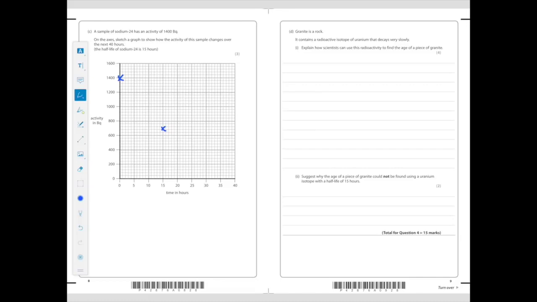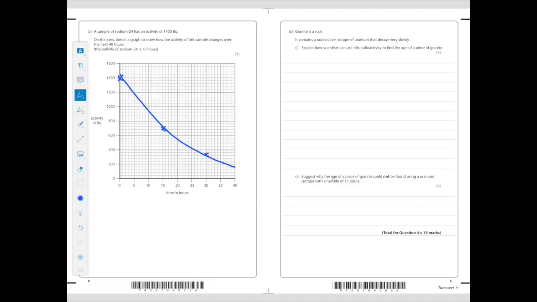When another 15 hours has taken place, so at 30 hours, that 700 will have halved again to 350. So we need a mark here. And now you can attempt to draw a curved line, which I'm appalling at. Oh, it's not too bad.